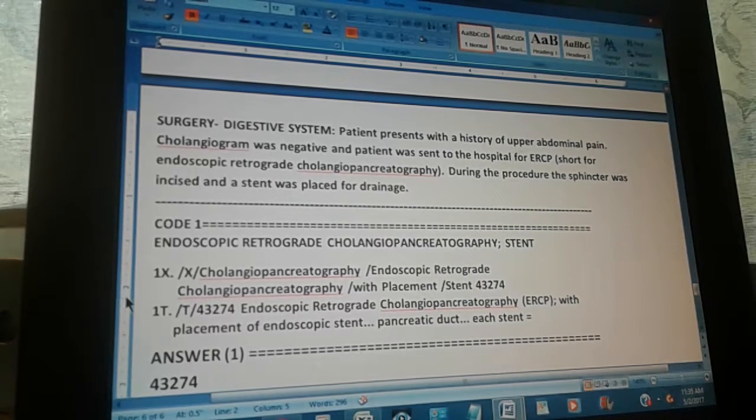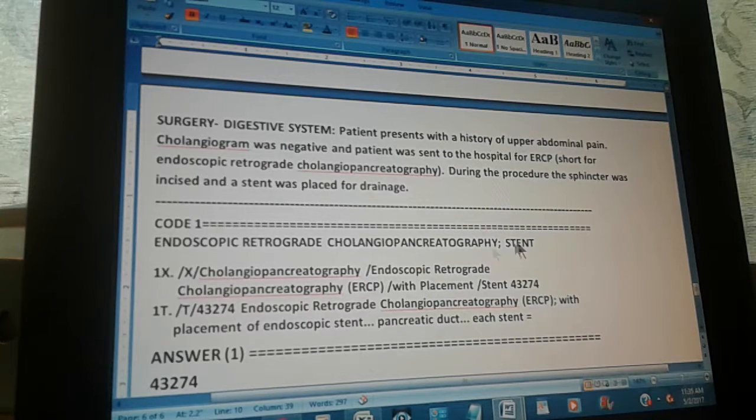So this is how you find the code. There's only one code, and you find it through the index first. Go to the index. Then go to cholangiopancreatography. You start with cholangiopancreatography, we told you that in the tips. And from there, you go to endoscopic retrograde cholangiopancreatography. You add endoscopic retrograde to the first word. And then you keep going, and it says with placement. With placement of what? Of stent. And there's only one code there: 43274. That's the code that you need.